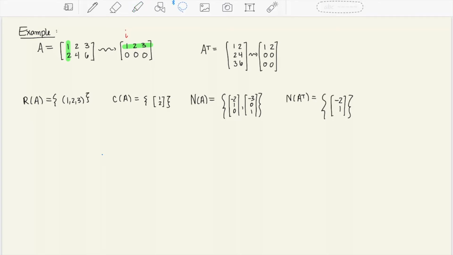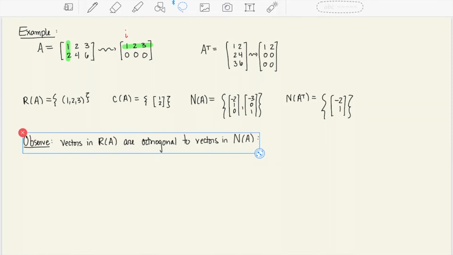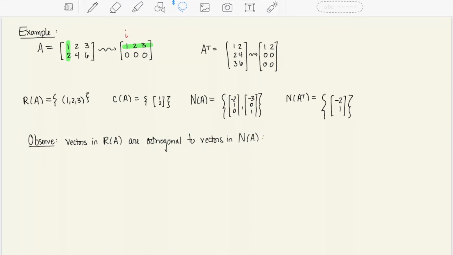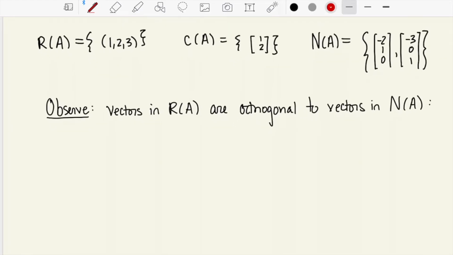So what I want to observe in this little example is first that the vectors in the row space are orthogonal to the vectors in the null space. Let's just calculate that directly. We have only one vector in the basis for the row space, and anything else in the row space is going to be a linear combination of that, so a multiple of that. So we can just check it on the basis elements.